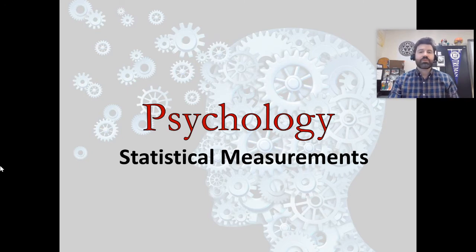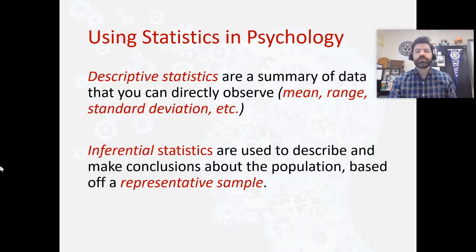As we get started talking about statistics in psychology, recognize that there's two main types of statistics that we will read about and discuss. One type of statistics is what we call descriptive statistics. With descriptive statistics, you can look at the source information and figure out exactly how you came up with that particular statistic.